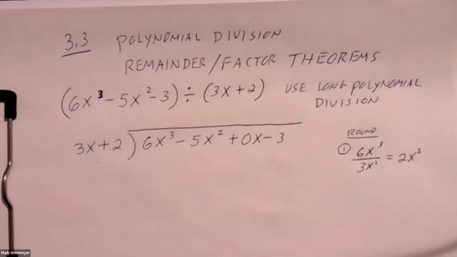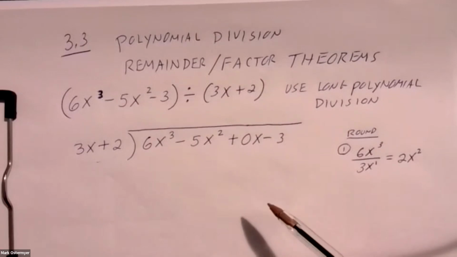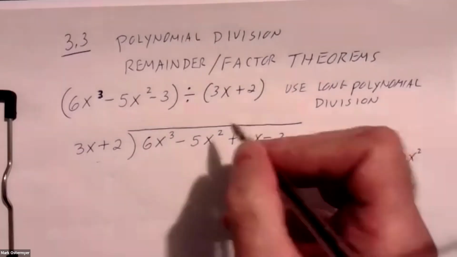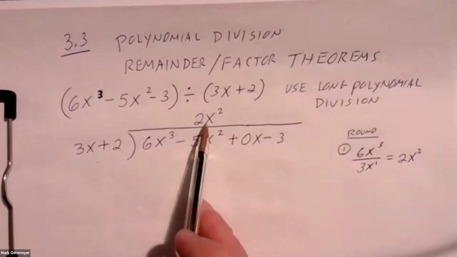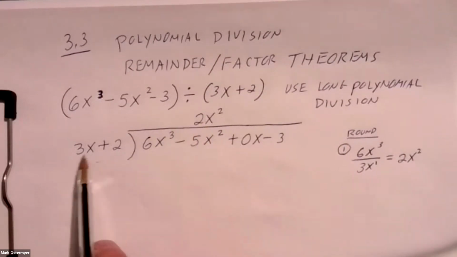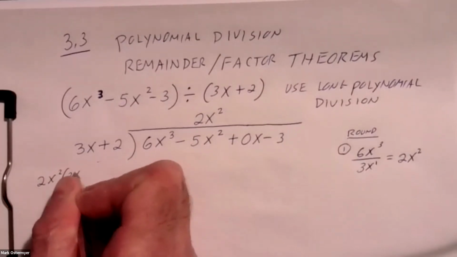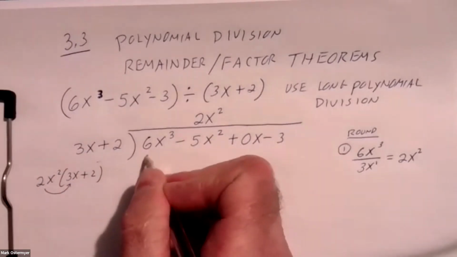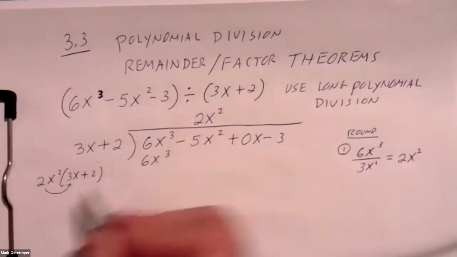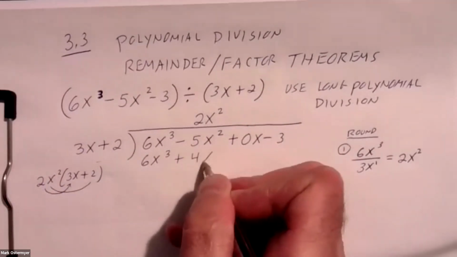And your author tends to always want to line up like terms in columns when performing long division with polynomials. So I'm going to put the 2x squared above the 5x squared. And there's our first term in our quotient. Okay, we're starting to form our answer here. We now take this 2x squared and multiply it by our divisor. So 2x squared is going to get multiplied by the 3x plus 2. And what's 2x squared times 3x? That gives you 6x cubed. And then 2x squared times 2 gives us 4x squared.